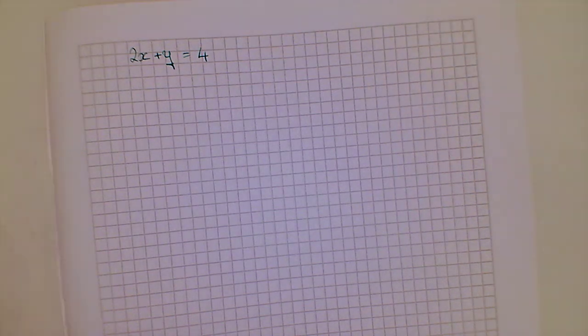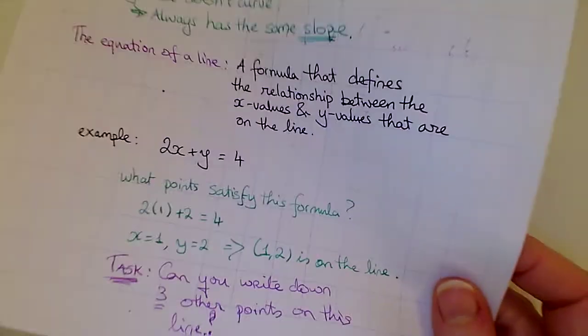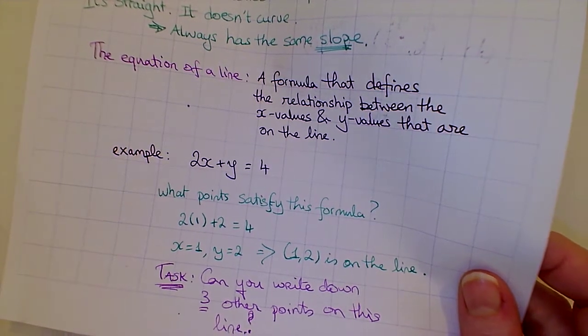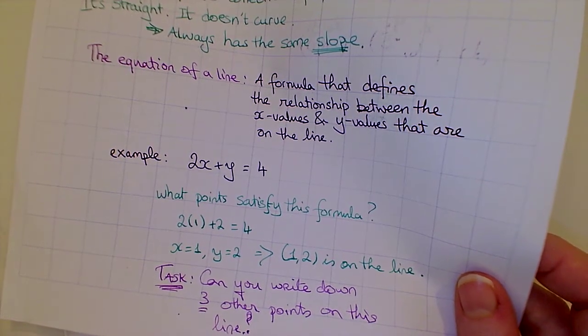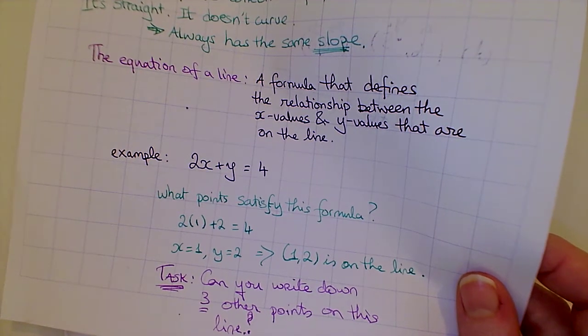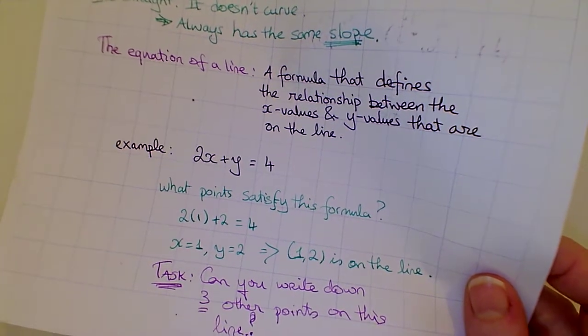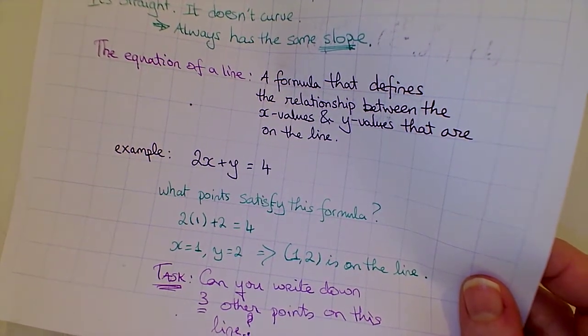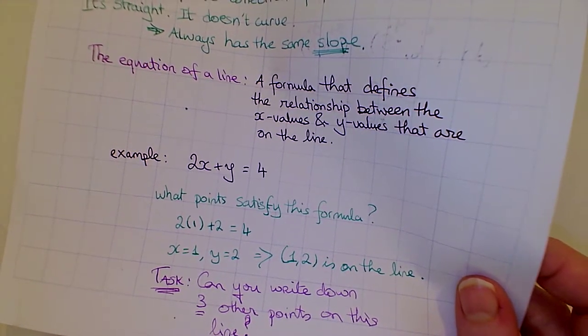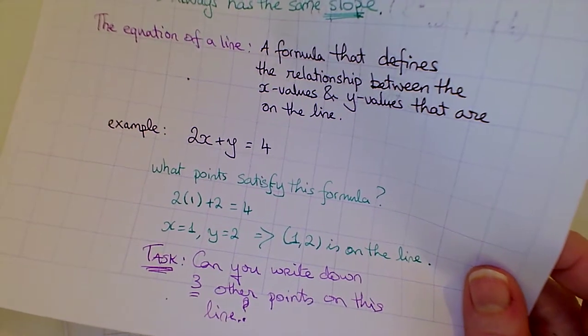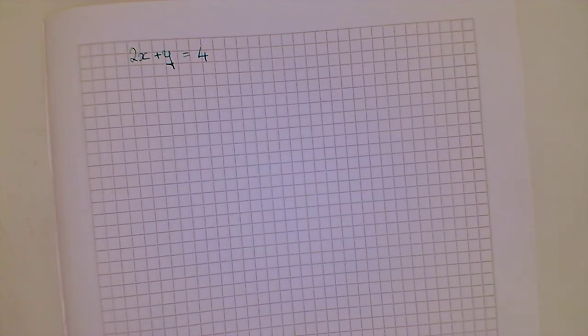Now, yesterday we stopped when we were looking at the definition of the equation of a line. Just a reminder that it's a formula that defines the relationship between the x and y values, the points that are on the line. And we looked at the line 2x plus y equals 4, and I was talking about what points satisfy this formula. So I was able to work out by guessing that if x was 1 and y was 2, then I would get 4, so I can say that the point (1, 2) is on the line. And I asked you, could you write down 3 other points that were on this line?